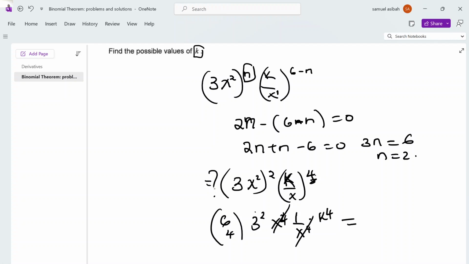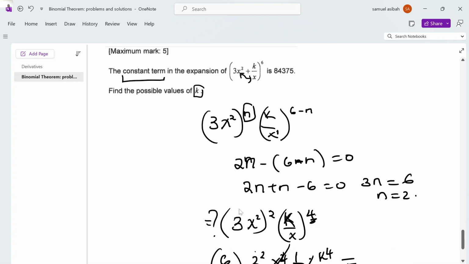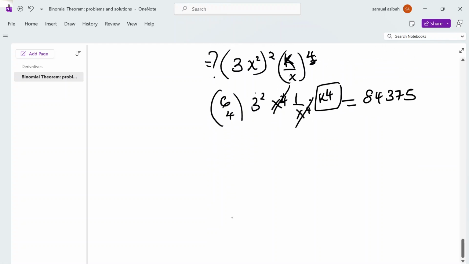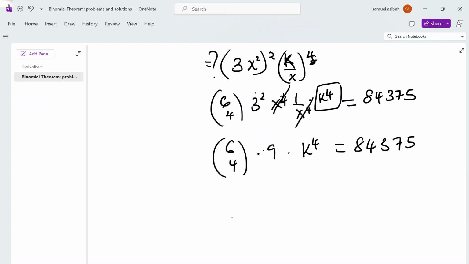Then you have been given that the value of this is equal to 84,375. So you've been told this one is 84,375. So we need this value. What is this value of k? When you are solving it, we can say that we shall have 64, then times 9 times k raised to 4 is equal to 84,375.